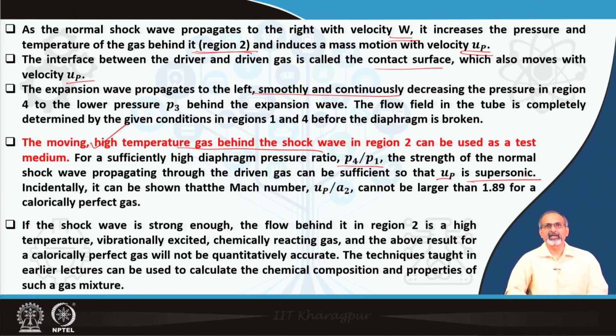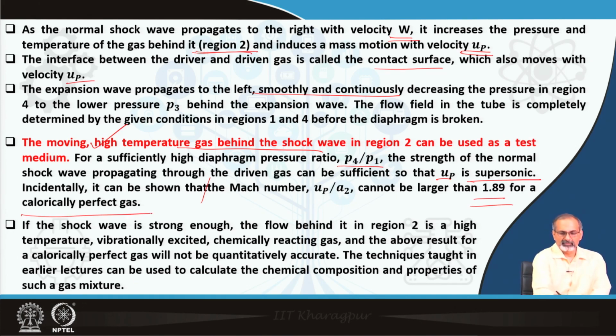Incidentally, it can be shown that the Mach number upstream of A2 can at maximum become 1.89 if you assume the gas to be calorically perfect, though that is a highly simplified assumption, because as you know, under such very high temperature conditions it will become a reacting gas.